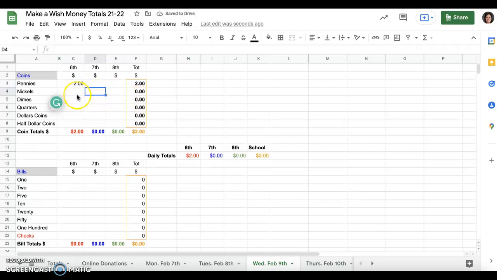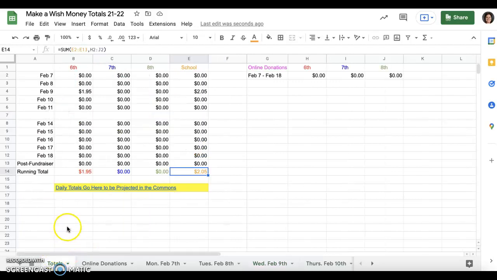Same thing with dimes or nickels. If there's only one nickel, it's 0.05, not 1, right? It's not how many coins there are, it's how much money is raised. So as you get everything filled in, it'll automatically go to the total screen.